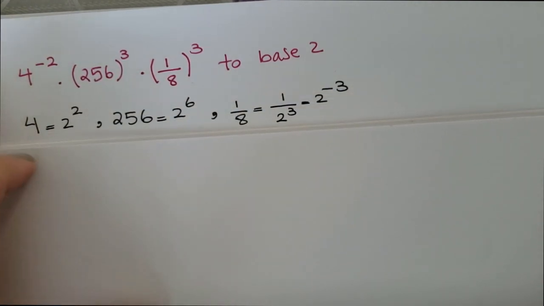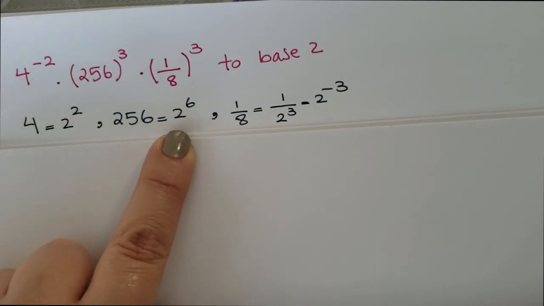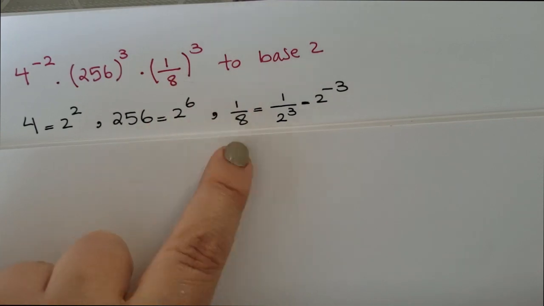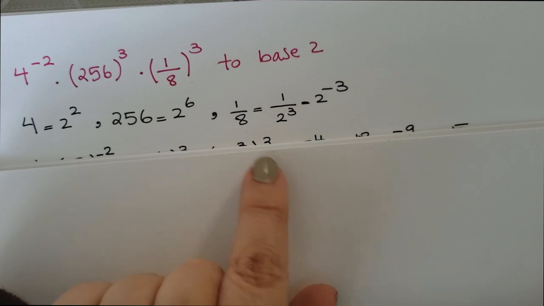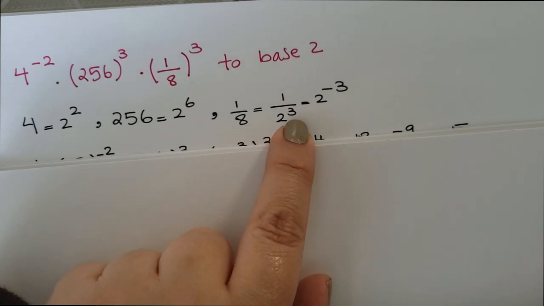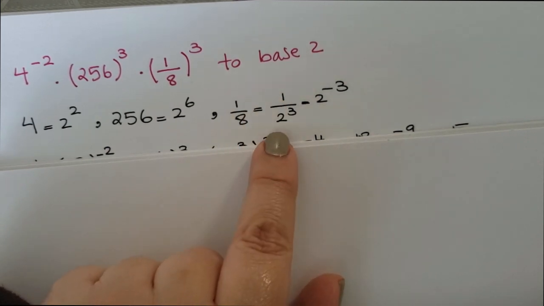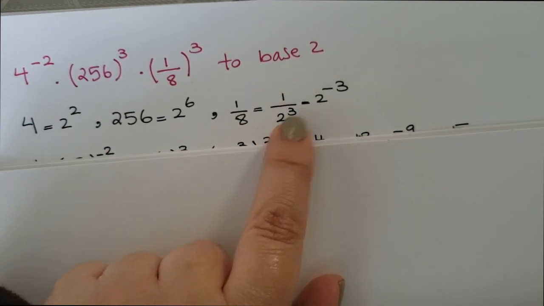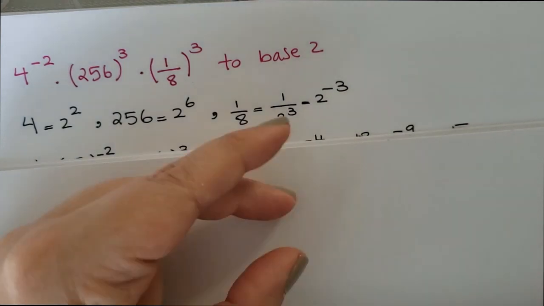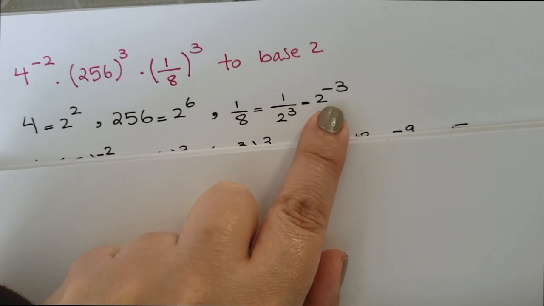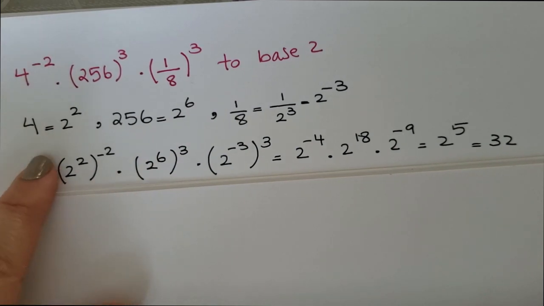Okay, so 4 would be 2 to the power 2. 256 would be 2 to the power 6. And then 1 over 8, okay, this is a little bit tricky. That would be 1 over, instead of 8, I put 2 to the power 3. But remember, 1 over a base to the power of an exponent will flip into the negative exponent. Okay, now what I'll do, I go back and I substitute all the values.